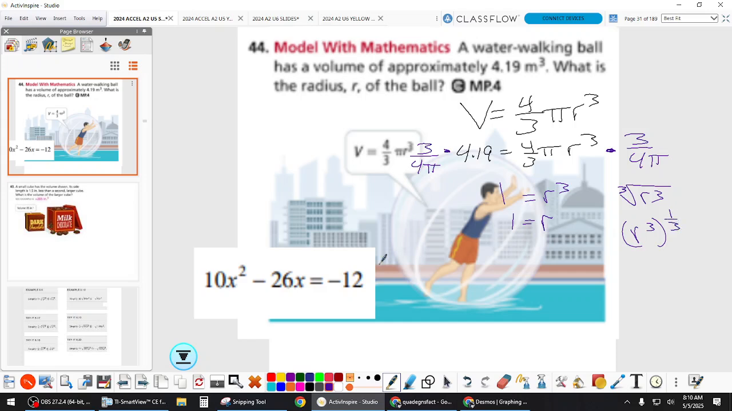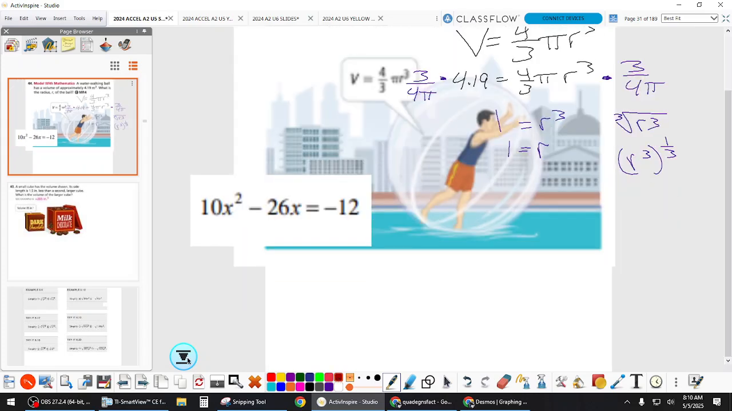How many of you are preferring the cube root method? Huh? I have no. Oh, no. I love you. Okay. I'm bad with names. All right.